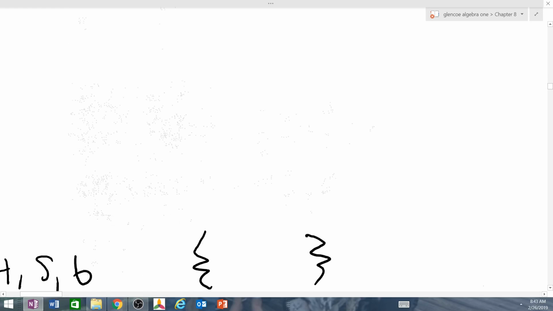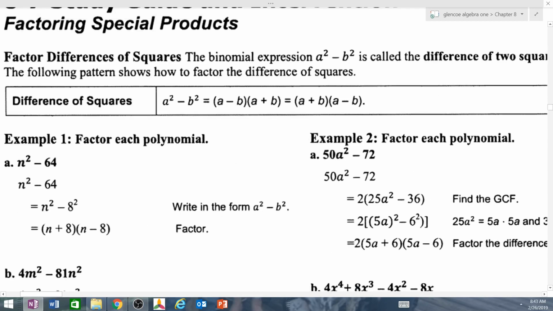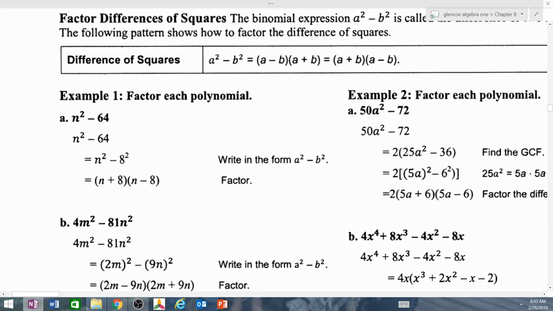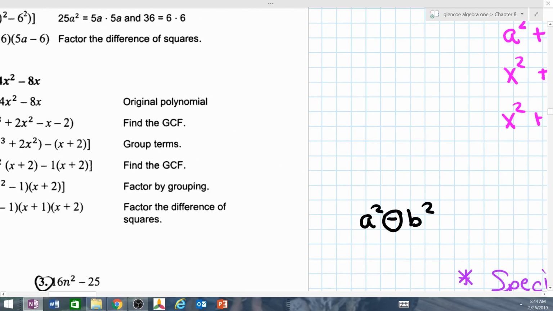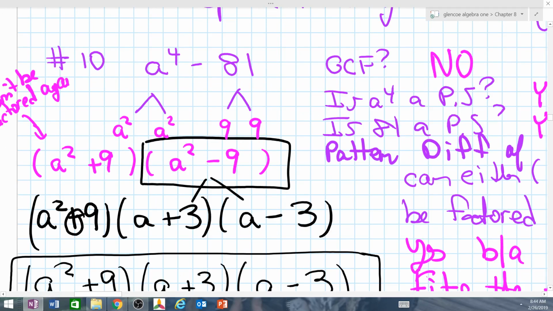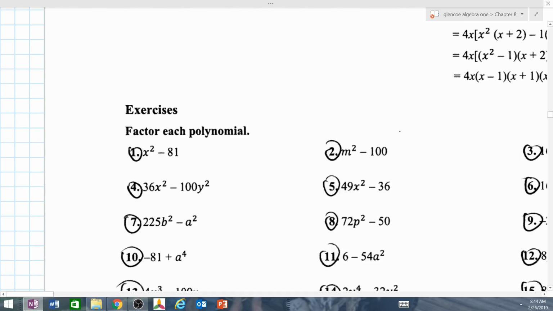All right, let's go back to the notes that you have in front of you. Excuse me if you're watching online, I just want to get to the right place. So here we go. We did n squared minus 64. Let's do example B. 4m squared minus 81n squared.